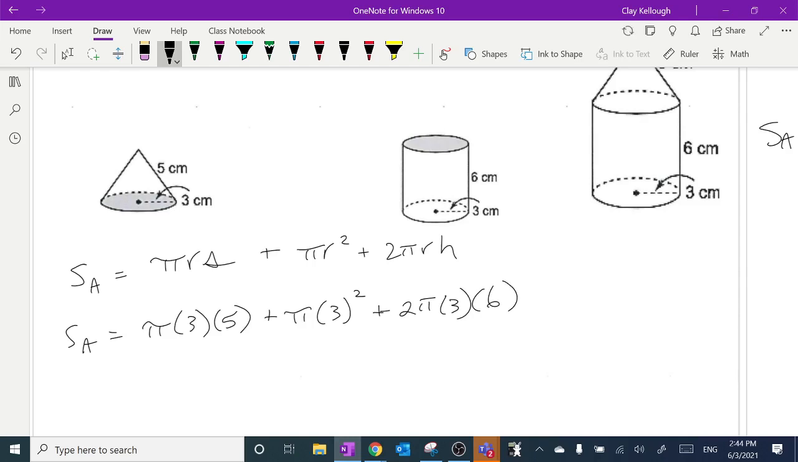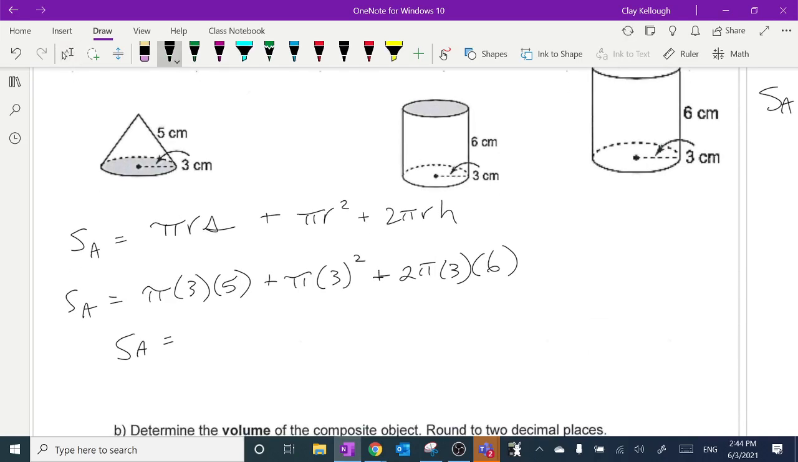Now, I could ask you to answer this question without a calculator and leave the answer in terms of pi. So you might actually see a question like that. So what does that look like in terms of pi? Well, 5 threes is 15, so that's 15 pi. 9 times pi is 9 pi. And 2 times 3 is 6, 6 times 6 is 36 pi.